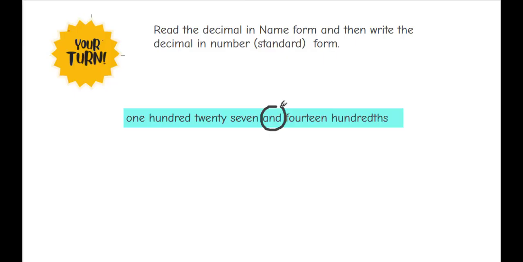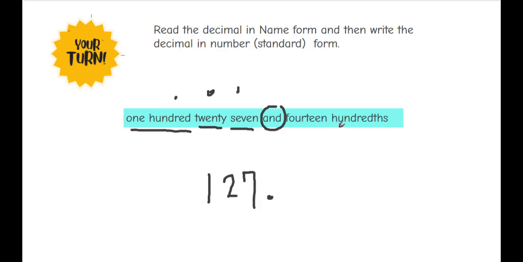Write that in standard form and then come back and check your answer. I always put my decimal first. I have my 7 in the ones place. I'm going to put a dot. 20 in the tens place and 100 in the hundreds place. So that worked out very perfectly. 127.